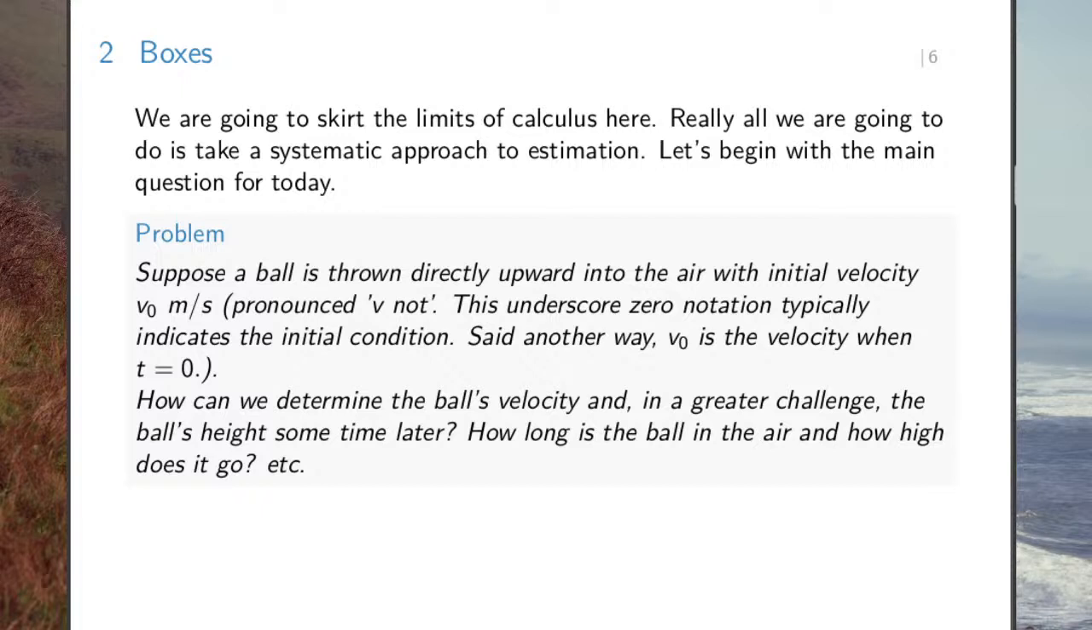So we know last week we did if we just drop something off a cliff, right? Gravity starts acting on it and it just goes down faster and faster. But here we have a more interesting problem. What if we throw something up in the air instead of just dropping it? So we want to know, what is the ball's velocity at any given time? And what's going to prove to be a little bit more of a challenge is determining the ball's height at some later point. So essentially we want to know, how long is the ball in the air? How high does it go?